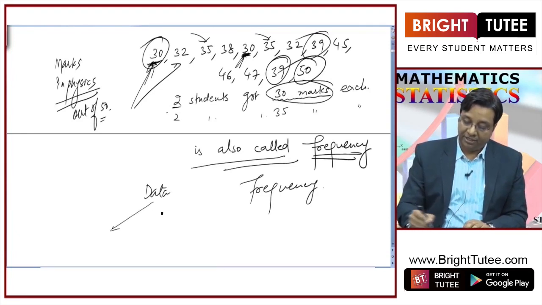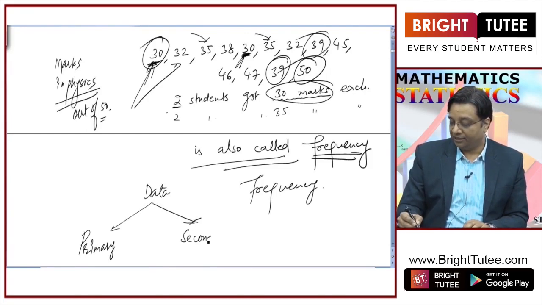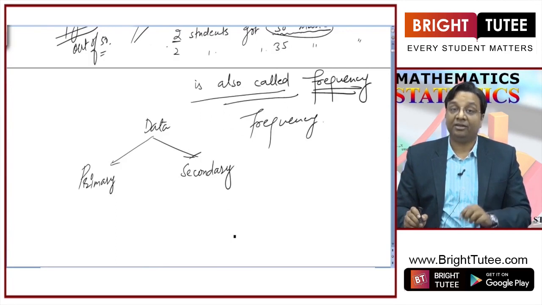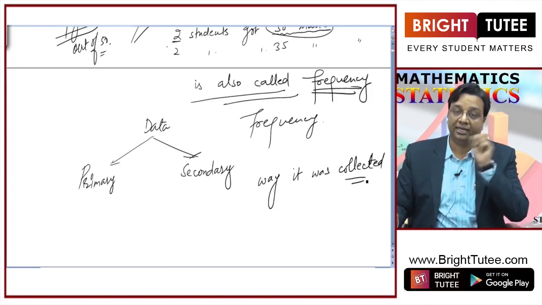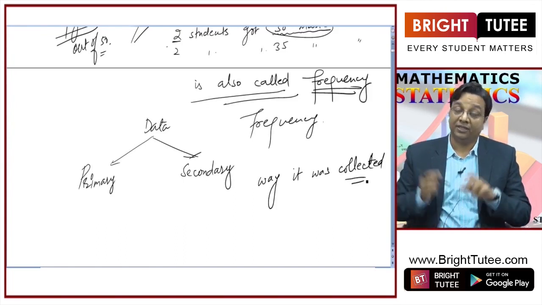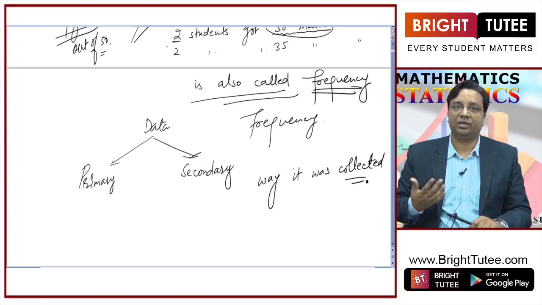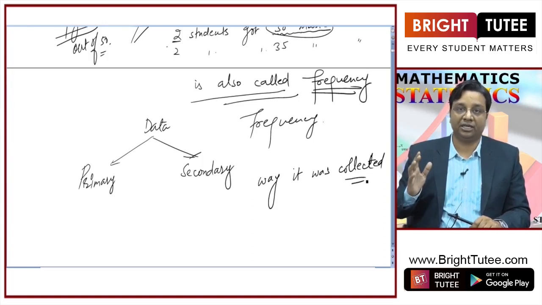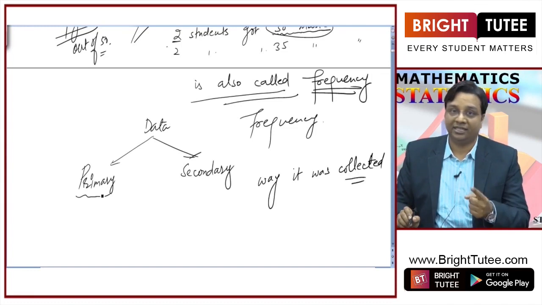Now data can be divided into two broad categories: primary data and secondary data, depending on the way it was collected. Because data can be collected by you directly, or you can refer to some booklets, newspapers, or some other sources of information to collect the data. When the data is collected by you with a definite purpose in mind, let us say you are collecting the data about heights of the students in your class, with an objective that you will make a table of this data and present it to your school teacher, then that data is primary data, because you are collecting it yourself.